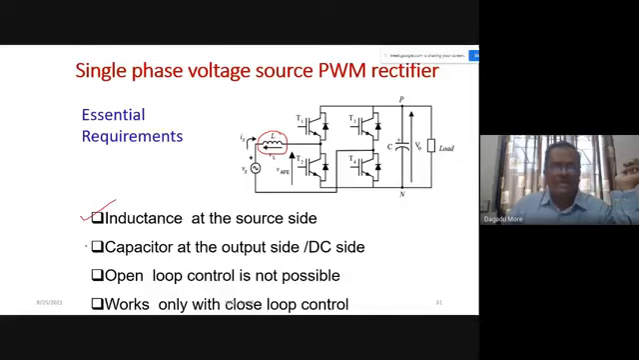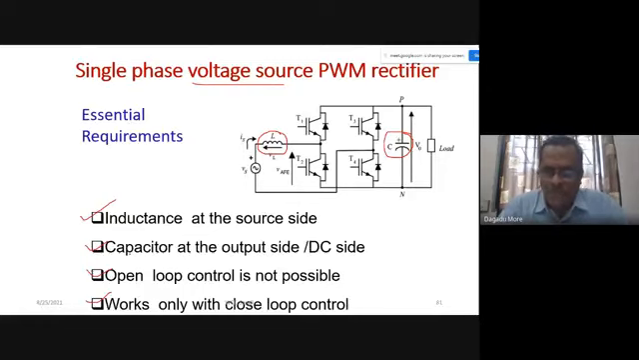Also we require a capacitor at the output side. Our output is a DC voltage source, a voltage source PWM, so we require a capacitor at this. And we have shown here that open loop control is not possible, so it will work with closed loop control. So we discuss what should be the input voltage range. It should be controlled in closed loop. We require inductance at the source side and a capacitor at the output side. With this, now our interest is how the source current is maintained sinusoidal.